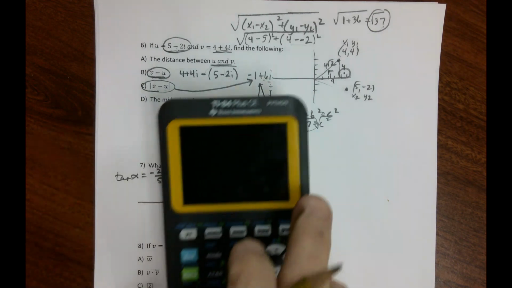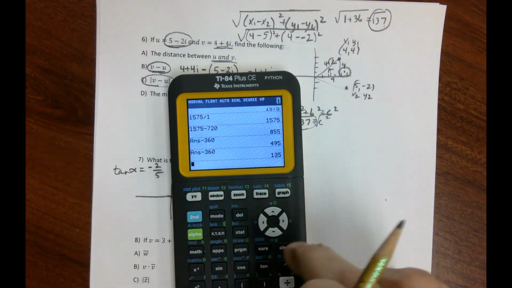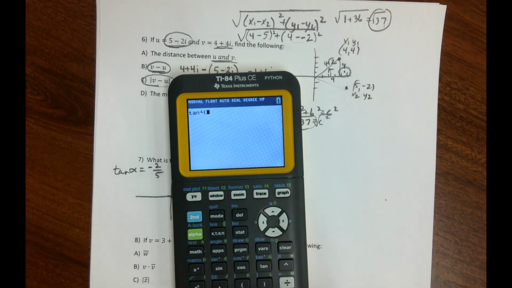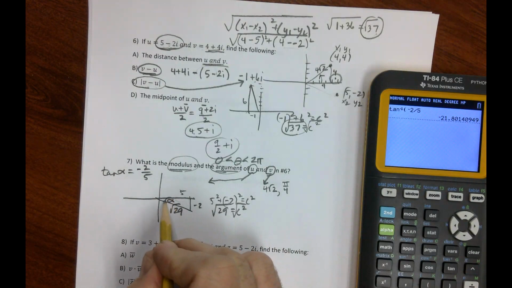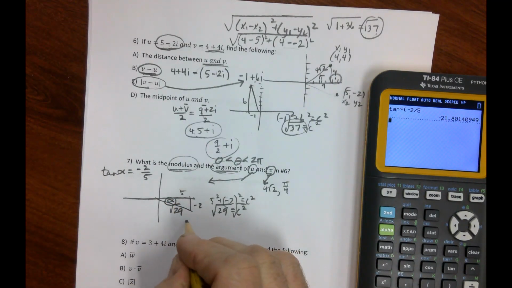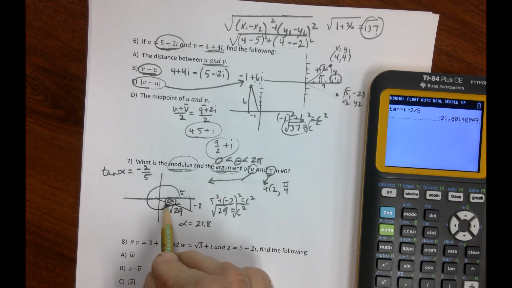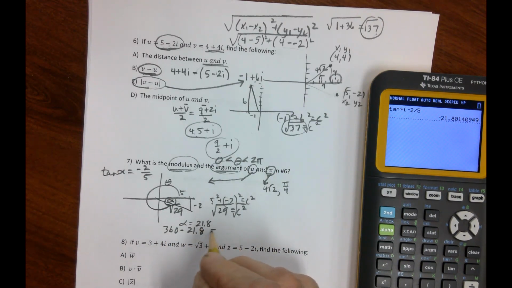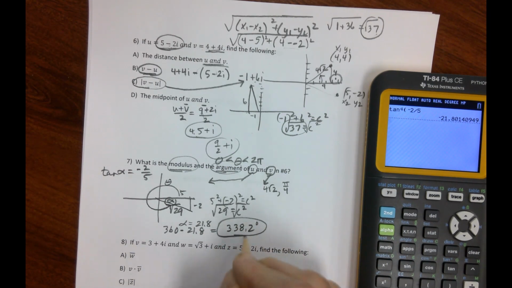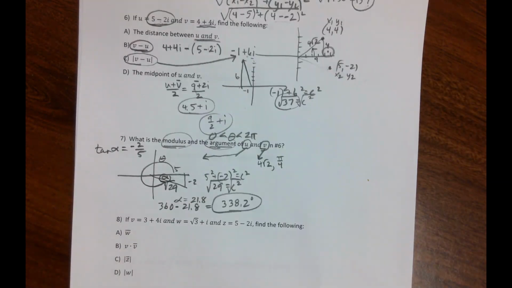Get out my calculator. Second tangent, negative 2 divided by 5, negative 21.8. So this is negative 21.8. In other words, it is 21.8. But to find the argument, I'd have to subtract that from 360. 21.8, I'll try this in my head. 338.2. Okay. There it is. All right.